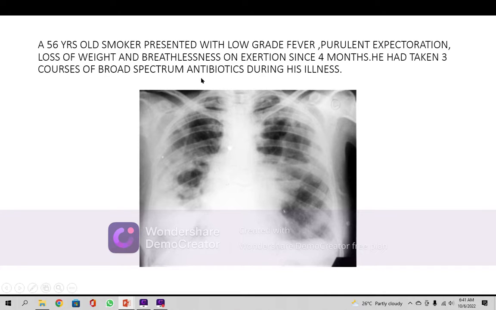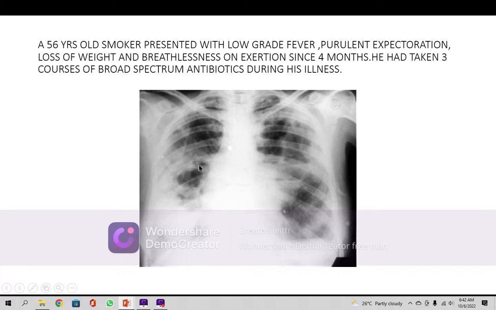The third one, a 56-year-old smoker, presented with low-grade fever, expectoration, loss of weight, and breathlessness on exertion. A long history of 4 months is given. So it is 4 months of prolonged fever, and for us it is PUO, or FUO. He had taken 3 courses of broad spectrum antibiotics during his illness. So this is what is seen here.